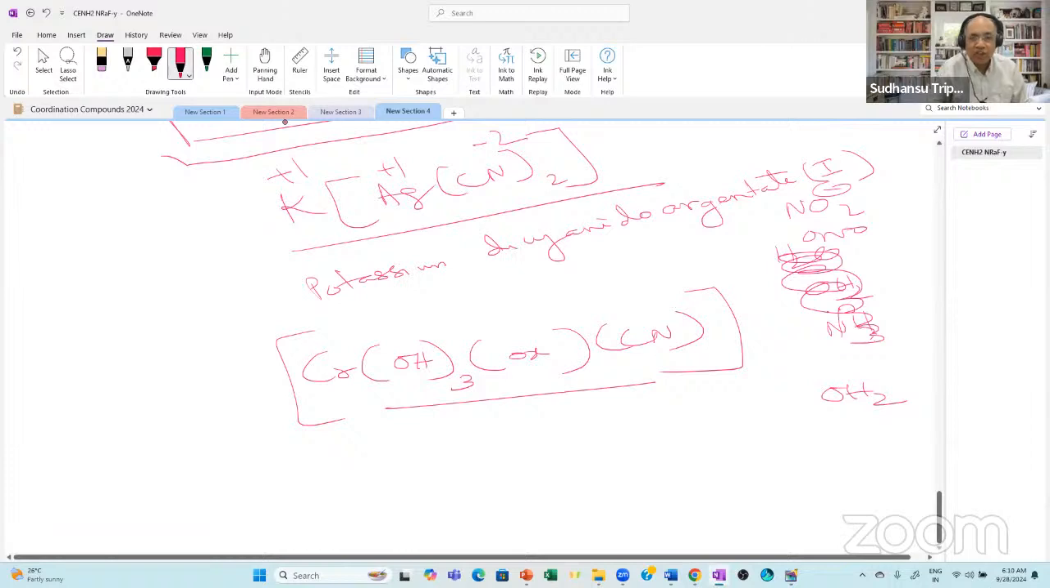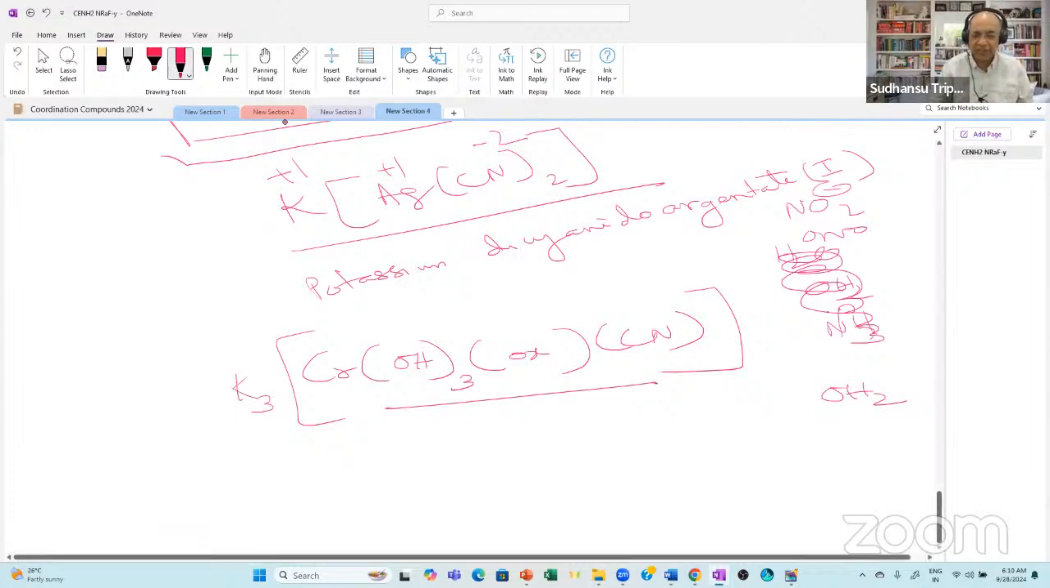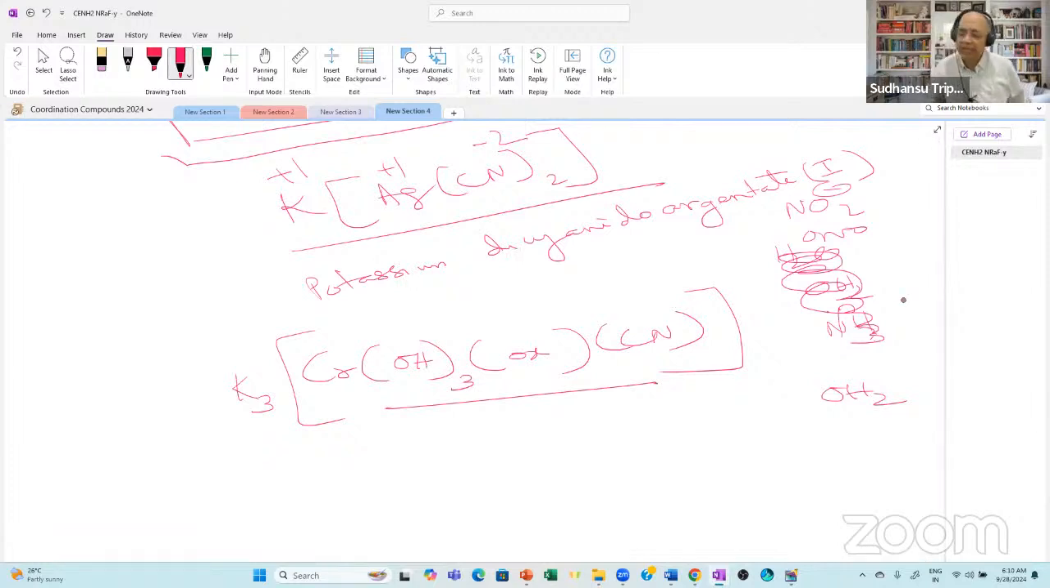While I construct the formula of my own, I am not giving any attention to the proper ordering of ligands in the formula. So it will be this. Now you have to write down the name as well.